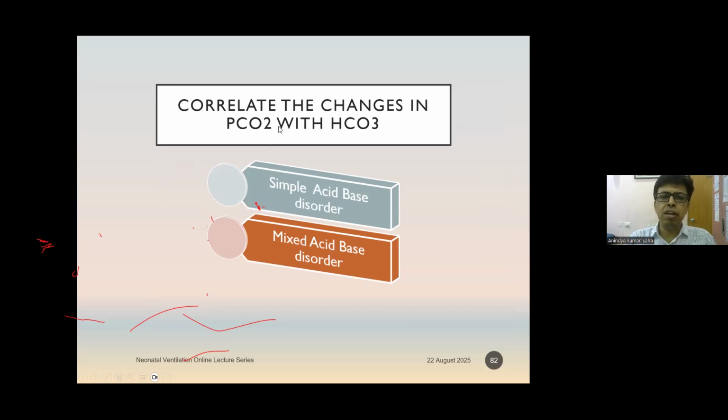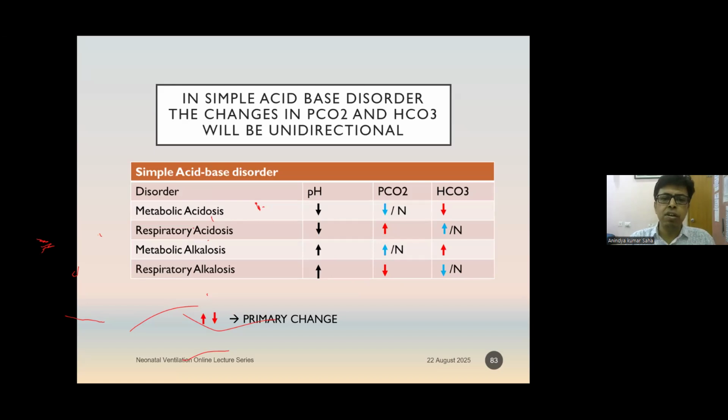Now, there are two concepts. Either it could be a simple acid-base disorder or a mixed acid-base disorder. In these cases, we have already identified the primary pathology, whether it is metabolic acidosis or alkalosis, or respiratory acidosis or alkalosis. Then we have to see whether the change in the bicarbonate and carbon dioxide can be correlated. So let us see. We start with metabolic acidosis.